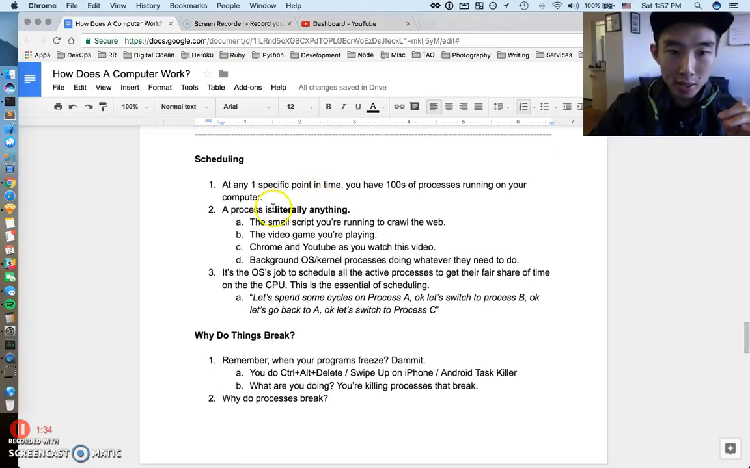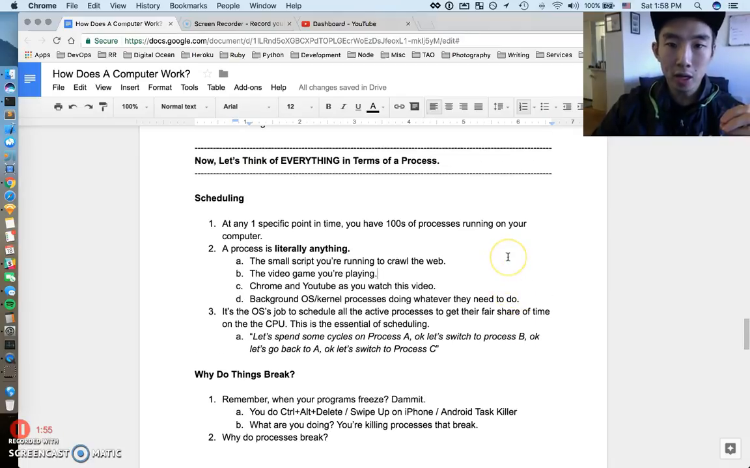All right, so a process, again, is literally anything. It's the small script you're running to crawl the web. It's the crazy video game you're playing. It's Chrome and YouTube as you watch this video. It's a background kernel process doing whatever it needs to do. So everything is a process from the perspective of the operating system. For the rest of this video, we're really going to be in this mindset: think of everything in terms of a process.